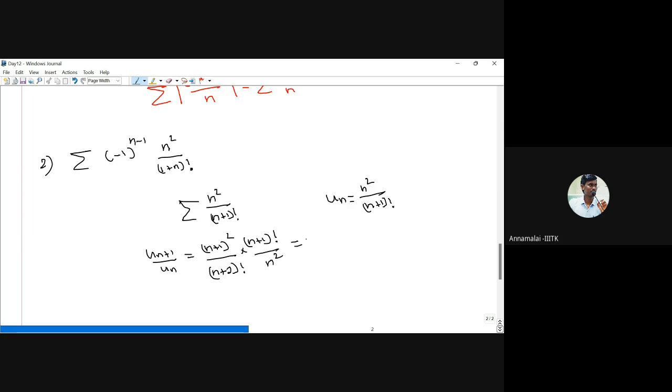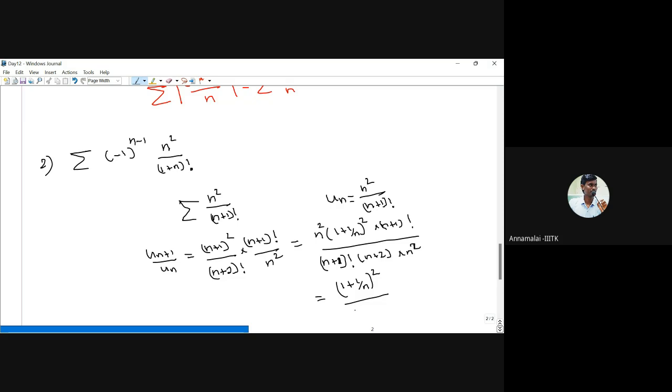So, we can take n outside from the first term. Therefore, we get 1 plus 1 by n whole square, and then we have n square into n plus 1 factorial. So, n plus 2 factorial can be written as n plus 2 into n plus 1 factorial. Now, we can cancel n square and then n plus 1 factorial. Now, what do we get? We will get 1 plus 1 by n whole square by n plus 2.